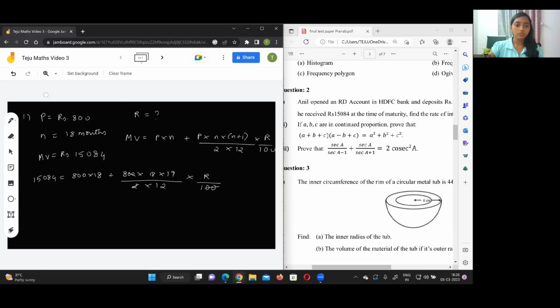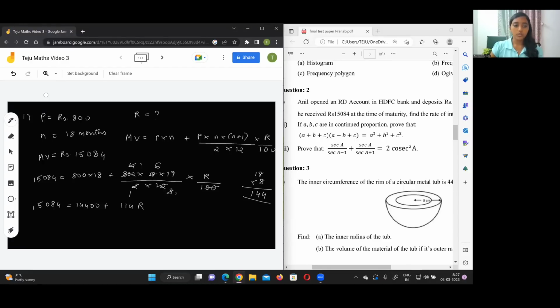2 ones are 2, 2 fours are 4, 4 ones are 4, 4 threes are 3, 3 ones are 3, 3 sixes are 6, and what we get here is 800 into 18. So let us do 18 into 8. 8 8s are 64, 4 carry 6 in the mind. 8 plus 6 is 14, 144. So what it comes to is 15,084 is equal to 14400 plus 19 into 6 is 114.